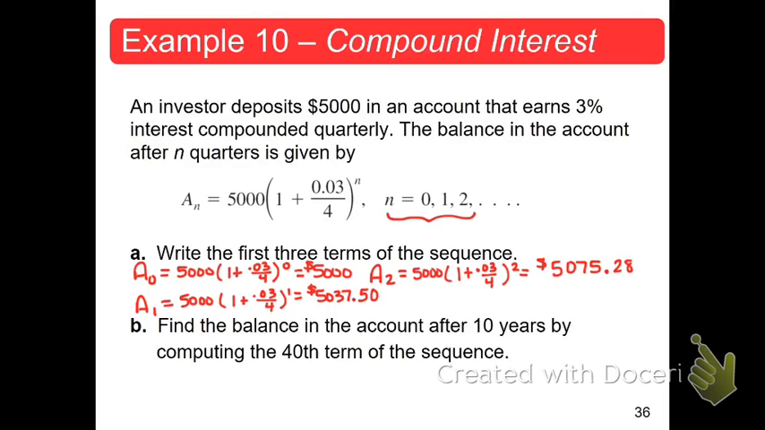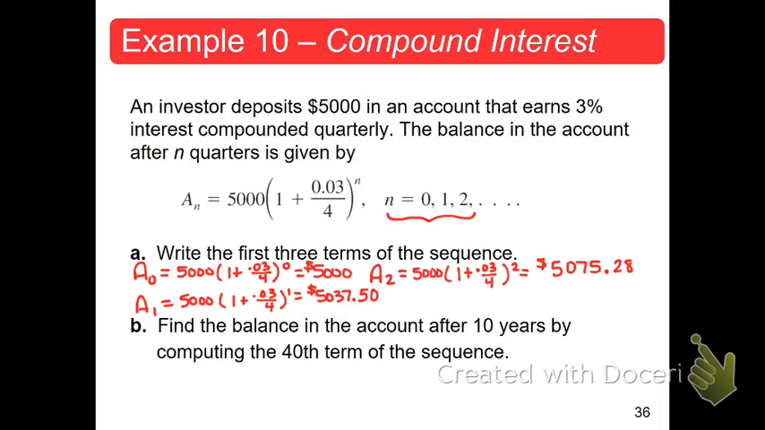It's probably a typo. Okay, so let's find the balance in the account after 10 years by computing the 40th term of the sequence. They were nice. They told us that at the end of 10 years it was going to be 40 terms. Because remember, the n is the number of quarters. And how many quarters are there in a year? 4. A quarter means a fourth, so there's 4 quarters. So in 10 years, that's 4 times 10, which is 40, okay? So it's not that they gave me some unnecessary information. They just gave me the number I needed to use instead of making us calculate it.